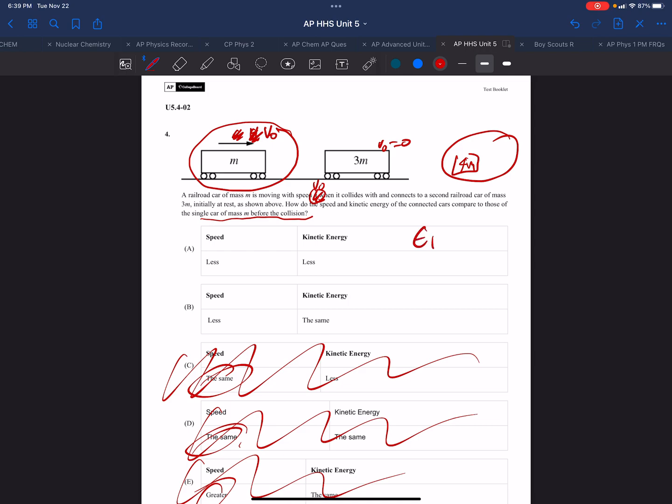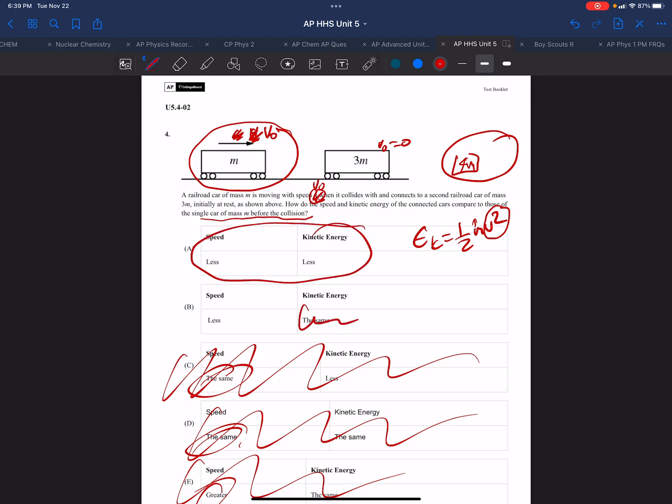And if the kinetic energy is 1/2 mv squared, since the velocity is decreasing, its effect is larger because it's a squared term. So even though the mass goes up, the velocity is going to go down, and since it's squared, it's going to bring about a bigger change. And so that's why we're looking at less kinetic energy, not the same.